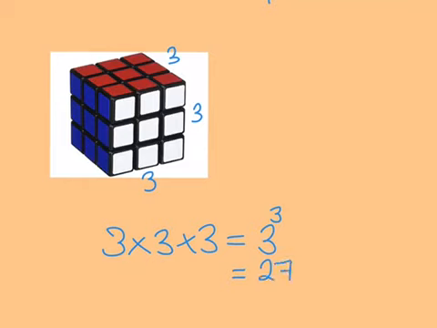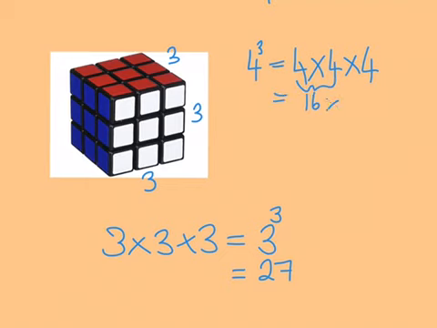So if I had 4 cubed, that means 4 times 4 times 4. Well, this bit is 16, and then I have to times that by 4 by doubling it and doubling it again, and I get 64. So that's what cubed means. Times by itself again. Okay, now we're looking at square roots.